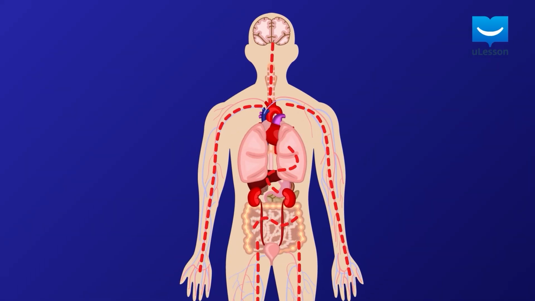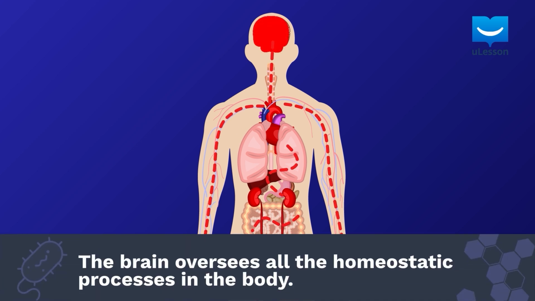This homeostatic process that involves regulation of blood glucose level is controlled by the brain and the hormones insulin and glucagon. Hormones act like messengers that help to transmit information within the body, while the brain is the main controller of the body's homeostatic processes.